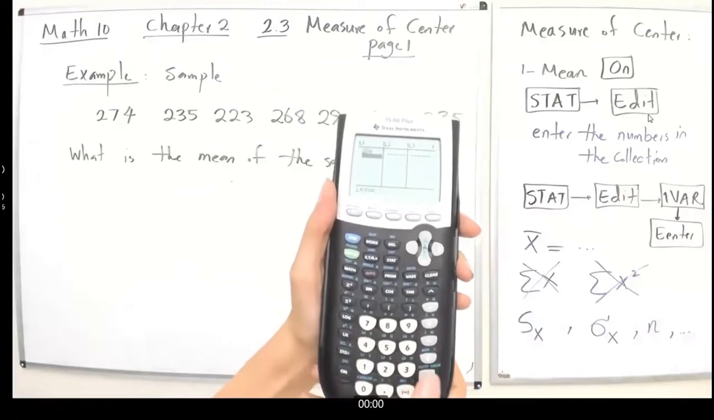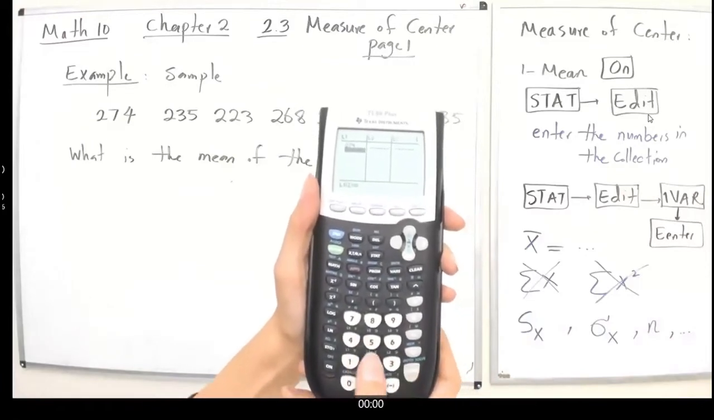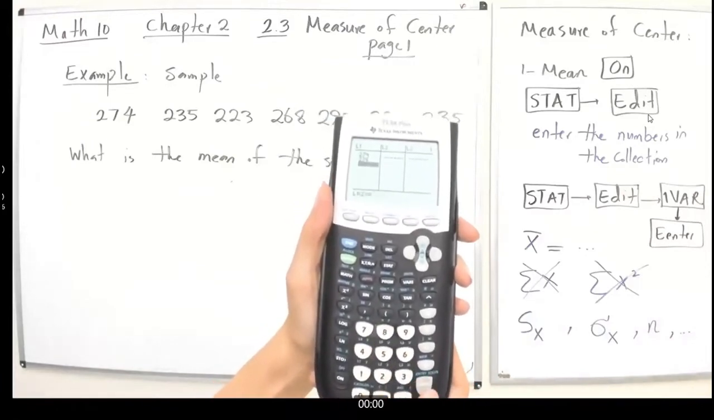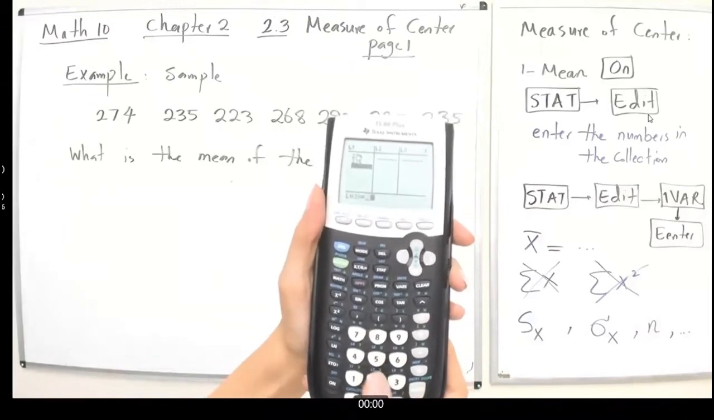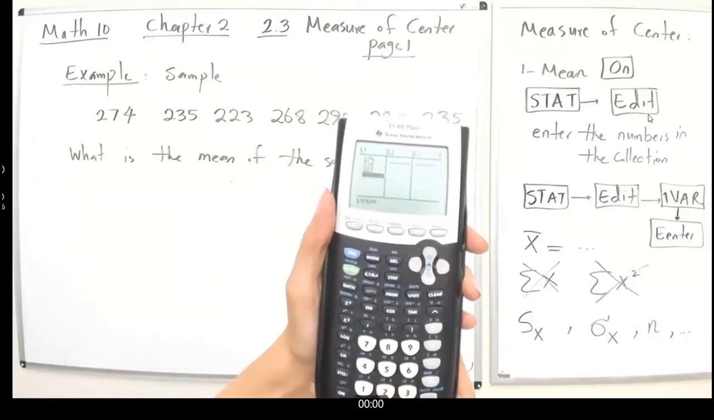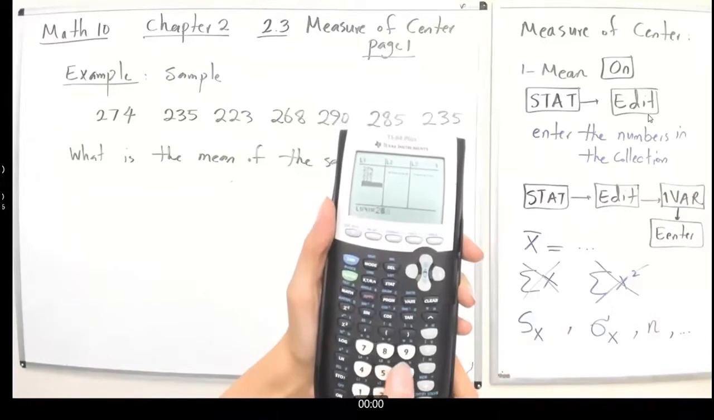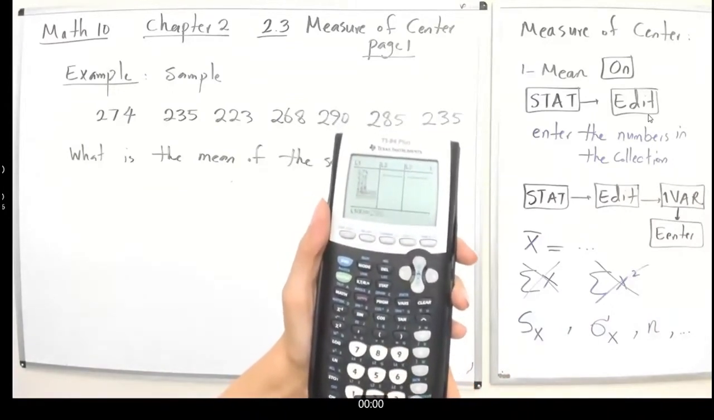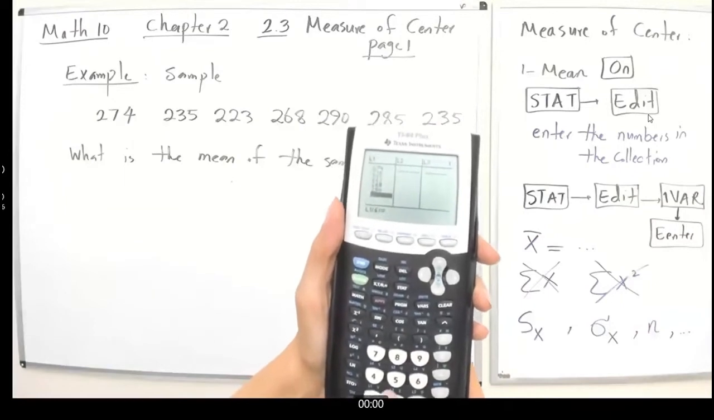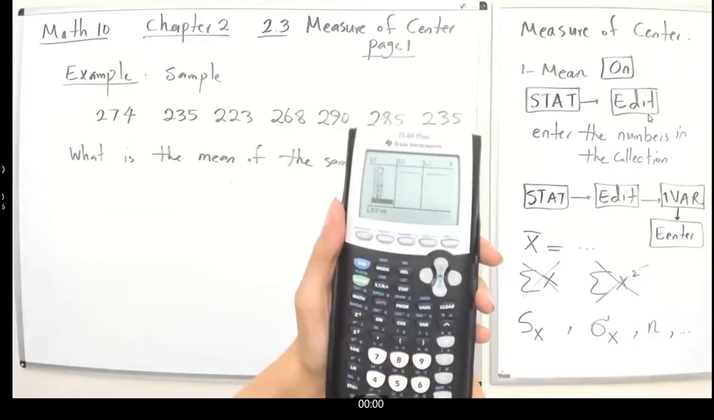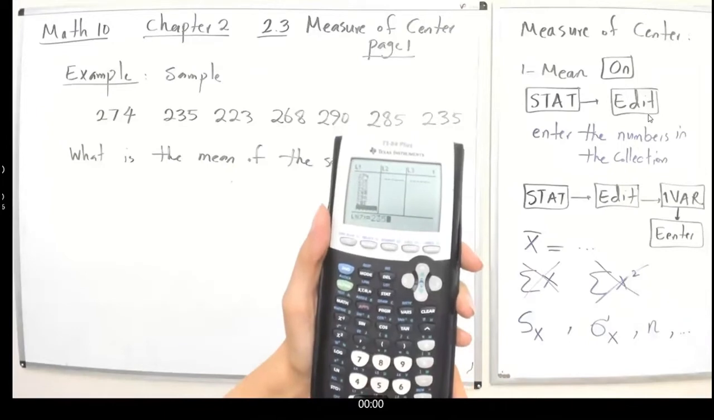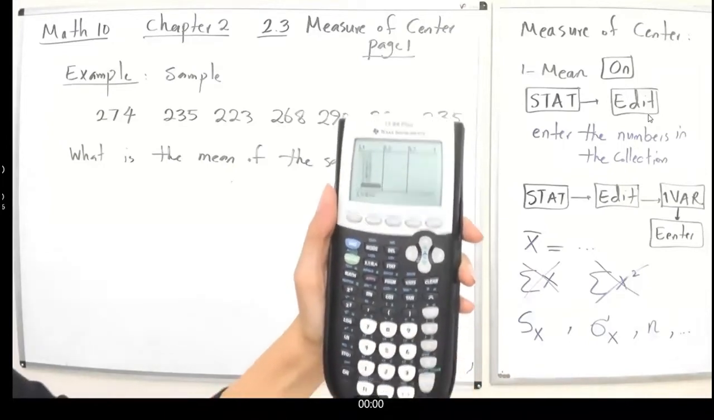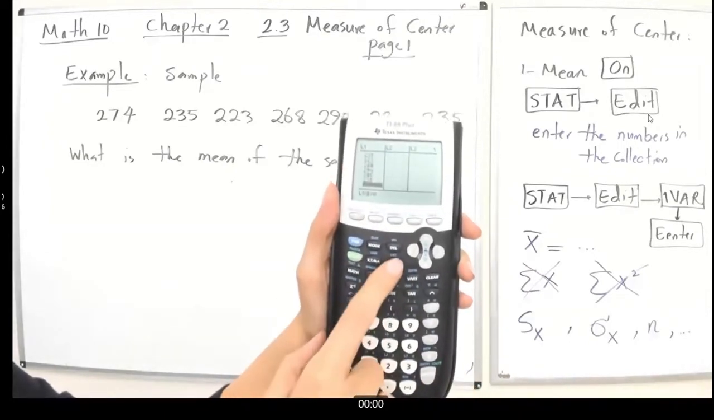274, I have 235, I have 223, I have 268, I have 290, I have 285, and 235. Okay, now I click on Stat again.